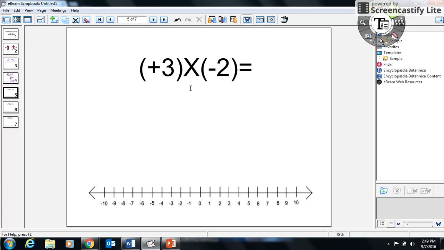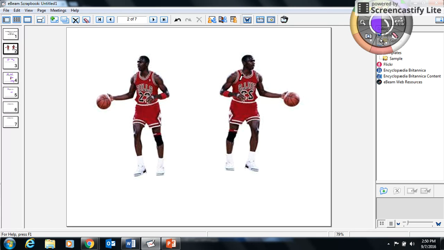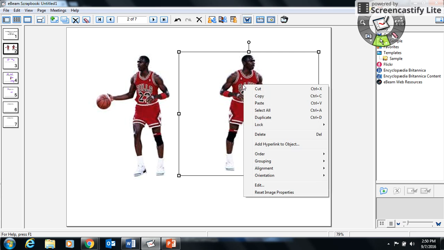So, same thing. Positive 3 times negative 2. Let's see if that changes our answer at all. So, first number tells me which way Michael Jordan should face. So it's a positive sign, so I know he's going to be facing that way. Okay, doesn't mean he's moving that way, it just means he's facing that way. So I got to go back to this slide, and I got to grab the Michael Jordan that will be facing that way. In this case, it's this guy here.